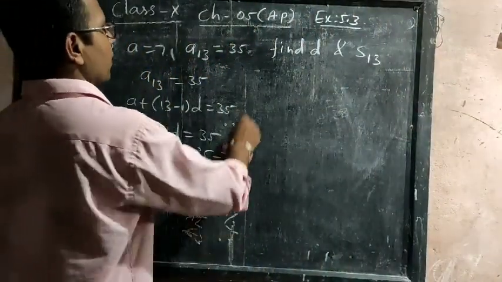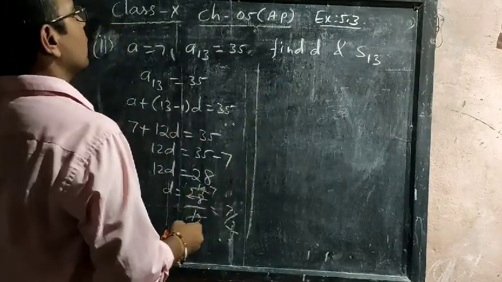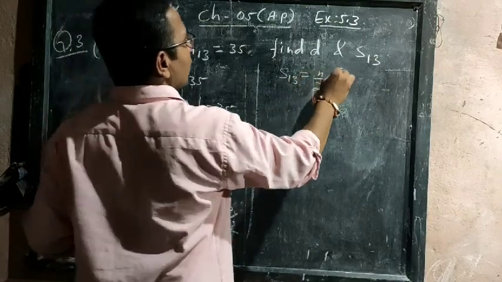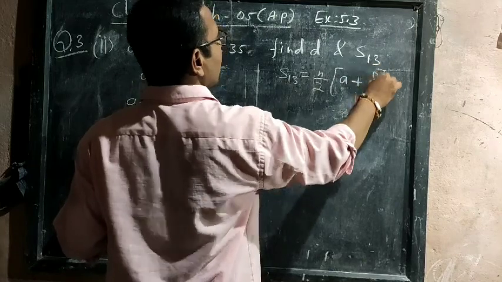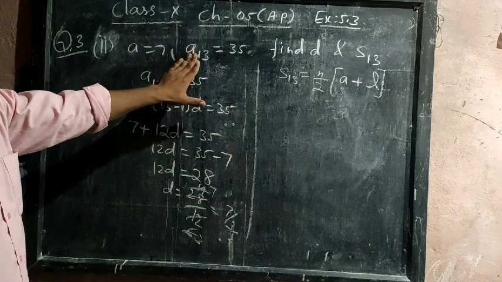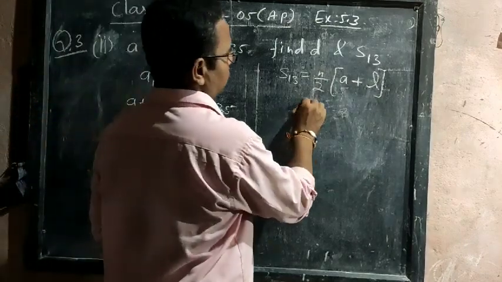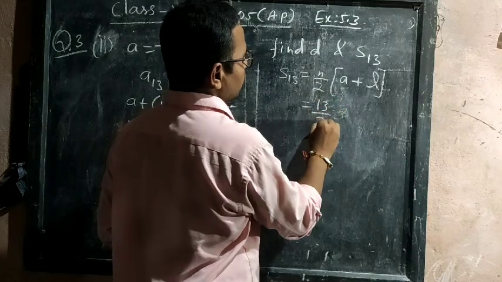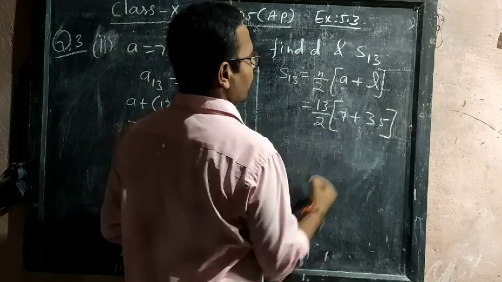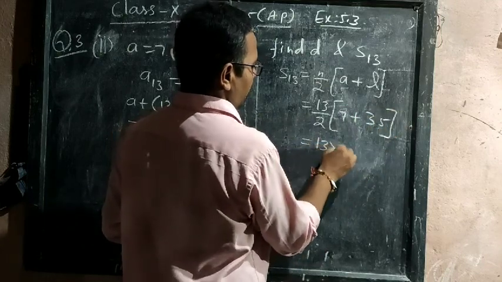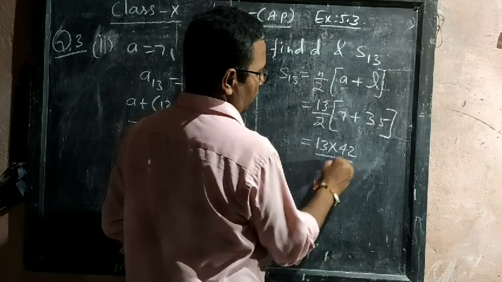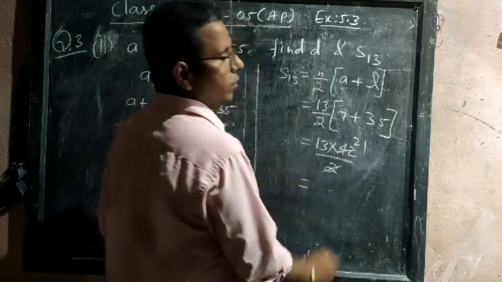Now we will find the value of S13. So S13 is n by 2 times (a plus l). We will use this method because we know the value of a and also the value of l. The value of n is 13, so 13 by 2. The value of a is 7 and the value of l is 35. 35 plus 7 is 42. 13 into 42, 42 divided by 2 is 21.